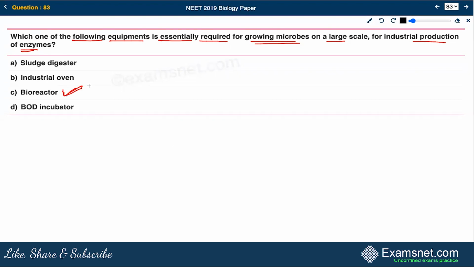Again, this is also a very direct question that has been asked, and you might have studied it also in the chapter of microbes in human welfare, that bioreactors are a kind of large tank-like structures where the microbes are grown on a very, very large scale for the production of industrially important or commercially important enzymes, you can say.